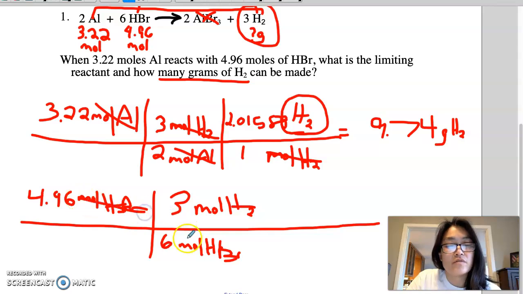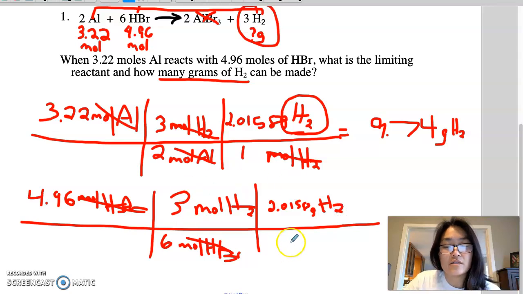That gets rid of moles of hydrogen bromide. And then finally, I have moles of hydrogen that I'm going to put in the same conversion that I used up here. So 2.0158 is my grams of hydrogen that I got from the periodic table. So that's grams of hydrogen, and then that's per 1 mole of hydrogen.